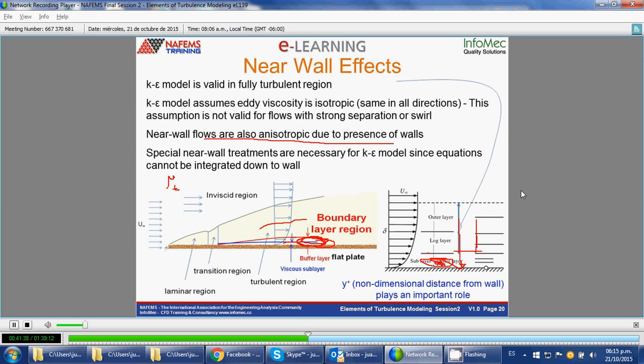But in order for us to know where we are, we need to calculate the y plus. Remember, y plus was the distance away from the wall, and it's a non-dimensional number. What we mean by y plus of a grid is the very first point in your grid. If your grid is something like this, the very first point away from the wall, the non-dimensional distance of that point from the wall is y plus.